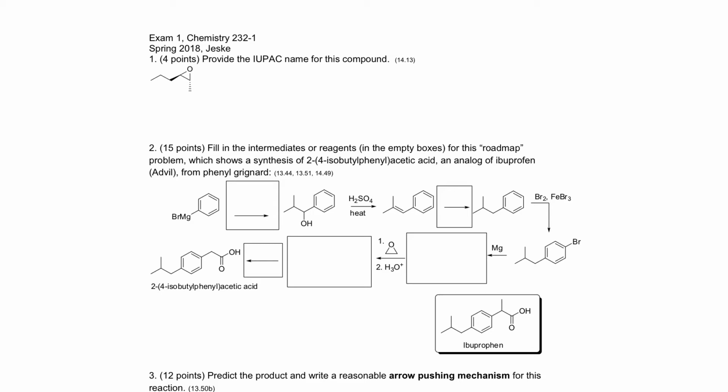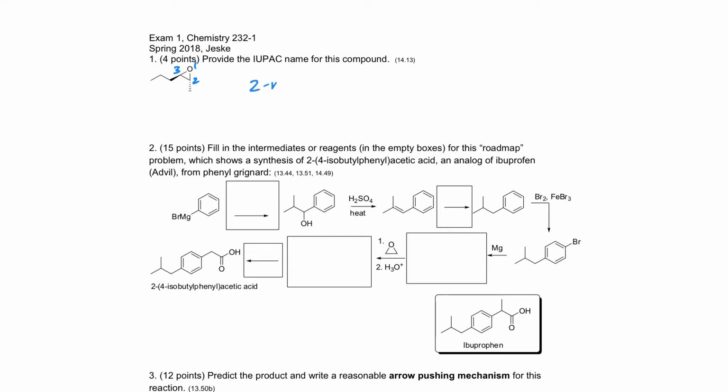Here's the key for Exam 1, Spring 2018. We're asked to provide the IUPAC name for this compound. This is obviously an epoxide, so we can name it as a substituted oxirane, in which case we would number the oxygen as number 1 and the 2 carbons in the 3-membered ring 2 and 3. And we would choose them so that they would go in numerical order when we list the substituents.